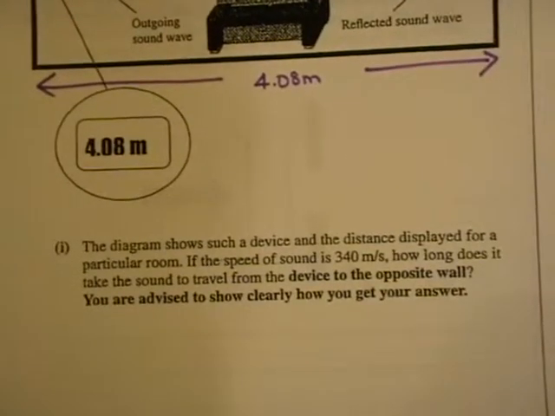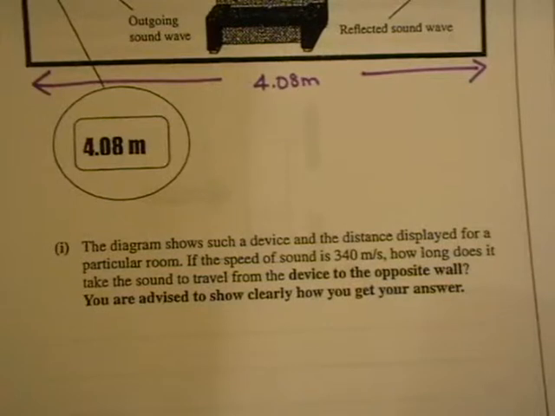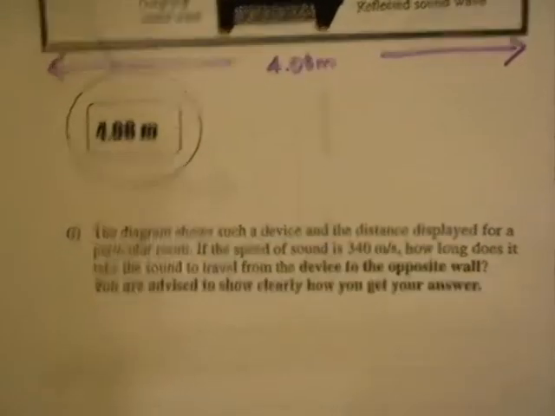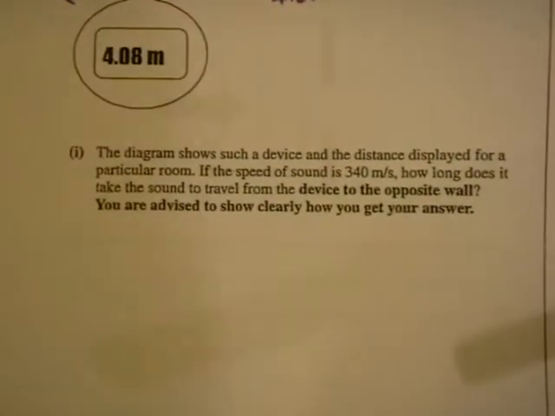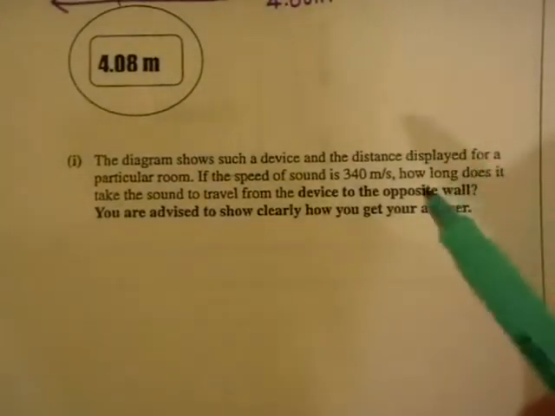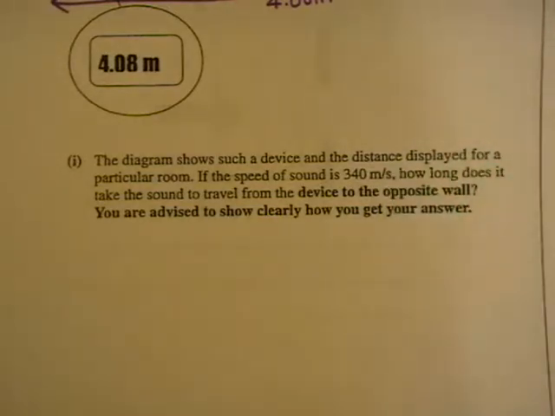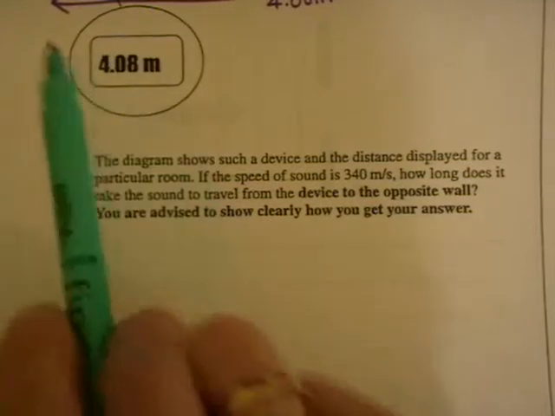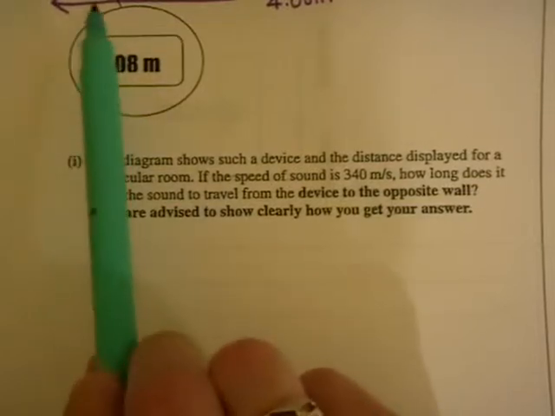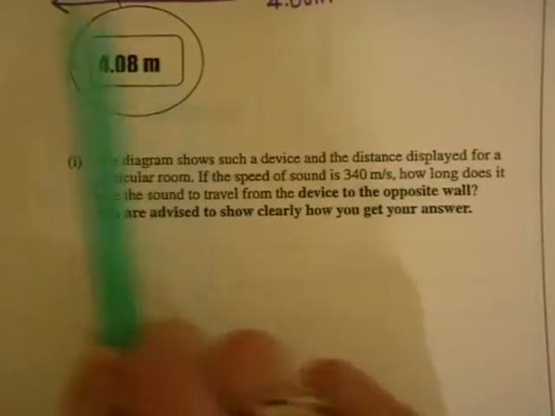The diagram shows such a device and the distance displayed for a particular room. If the speed of sound is 340 metres per second, how long does it take the sound to travel from the device to the opposite wall? You are advised to show clearly how you get your answer. Now, this is almost a bit of a trick question because they've mentioned the word reflected or echo. You almost think you have to divide a time by 2 or a distance by 2, but the distance they've actually given you, they've said 4.08 metres is the length of the room.